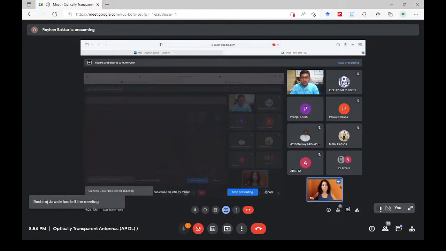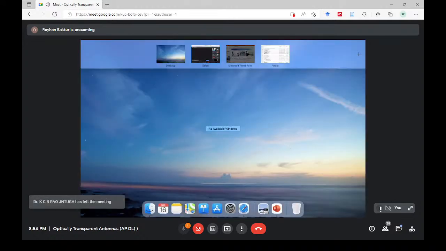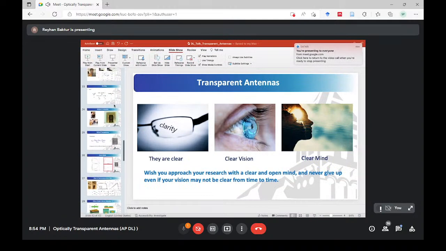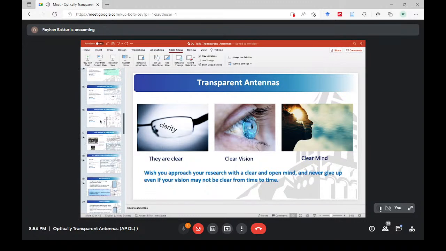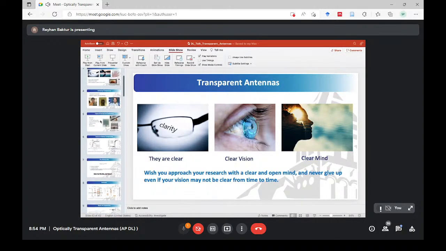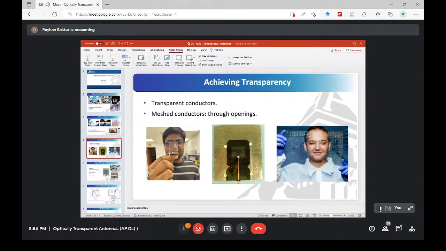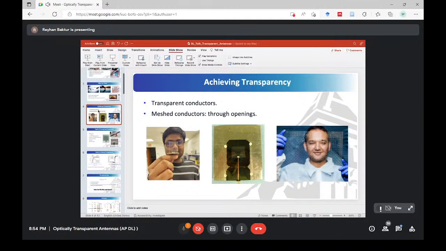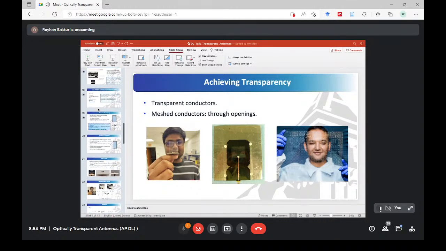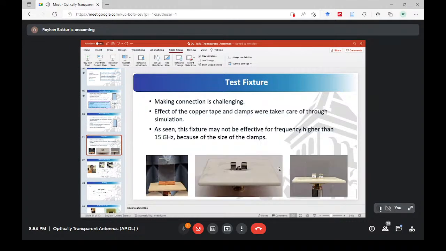oftentimes you might have to build a fixture first. Can you see my screen? Yes. I just shared my screen. I'm not saying this is the only way to go, but oftentimes you might have to make something like this. Can you see here? Or let me see if I can show you another picture of our fixture. So this is not the only way, but there might be a chance we will have to first build a fixture like this that can hold your antenna. In the study phase, this might be one thing to do, or you will have to use epoxy so that you don't need soldering, because otherwise, yes, making the connection is always really challenging.